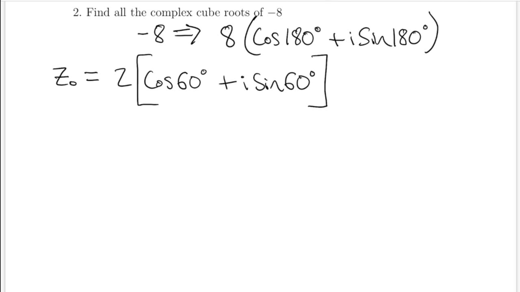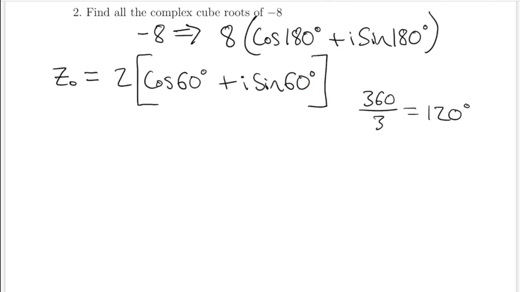And this all has to do with what 360 over n is. This is what we end up adding each time to get to the angle in our next root, right? In our last example, n was 4, so this was 90, and we notice that we can add 90 each time to get to each next angle. In this case, n is 3, so this is equal to 120. So I can add 120 degrees to get to each angle in our next root.